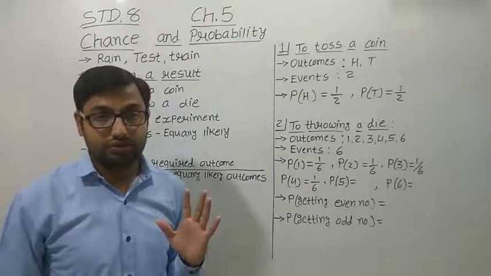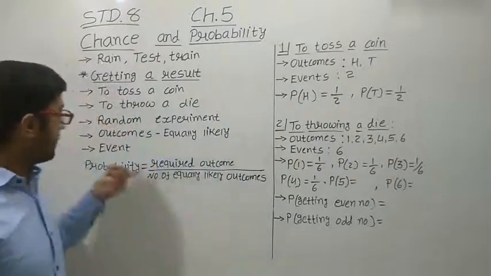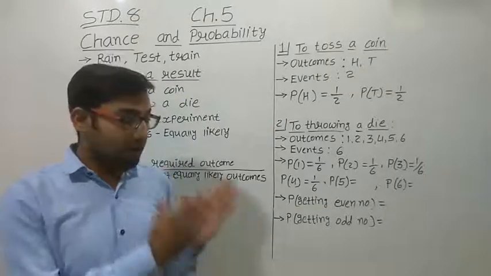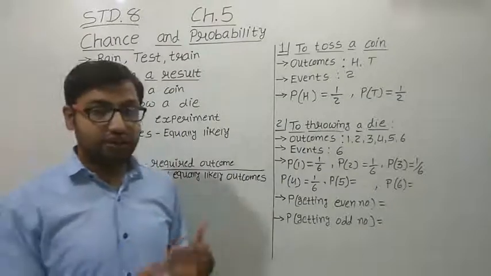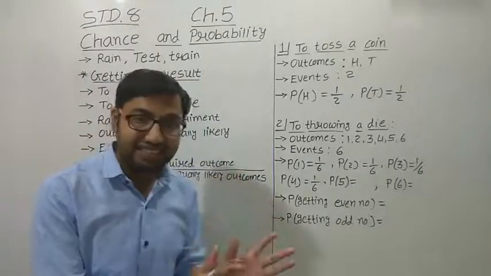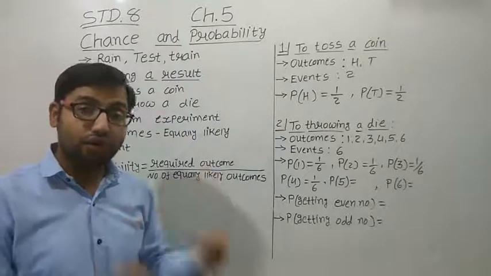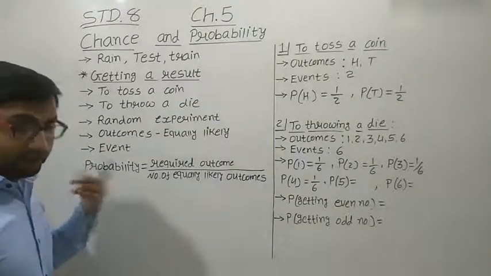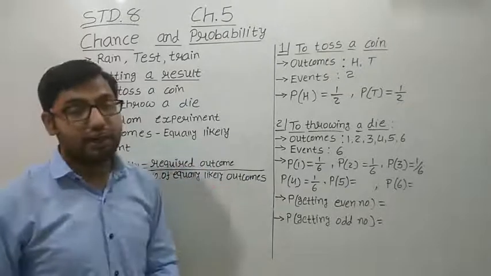Then there is one more term, that is event. Event is also like outcomes, but it is slightly different. Event means the particular result that we want. If we do one random experiment, there may be five results, six results, seven results that we get; all of those are called the outcomes. And event means the output we want, that is called the event. Right? So we can define the probability as required outcomes upon the number of equally likely outcomes.